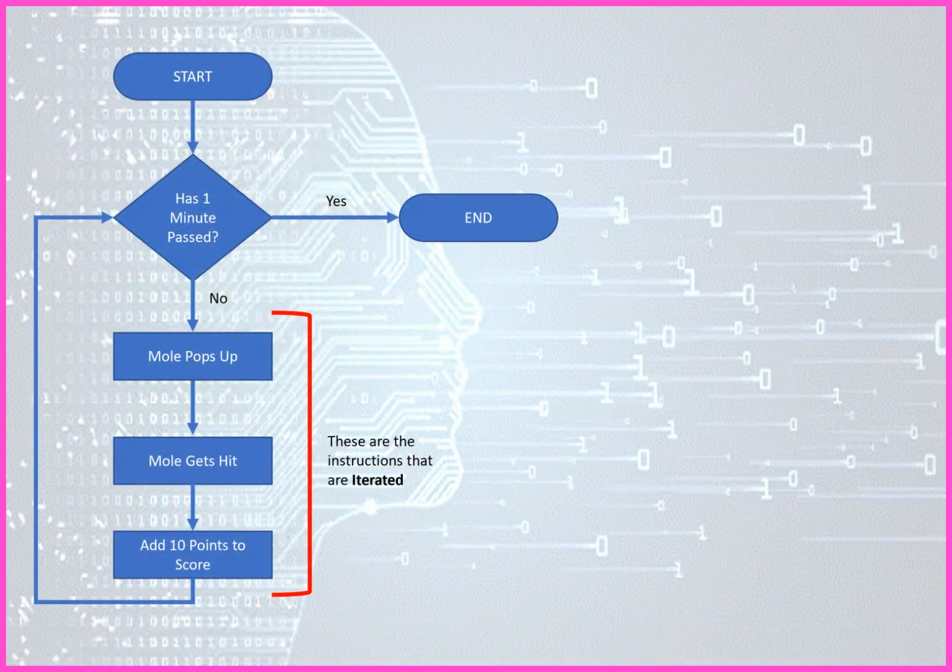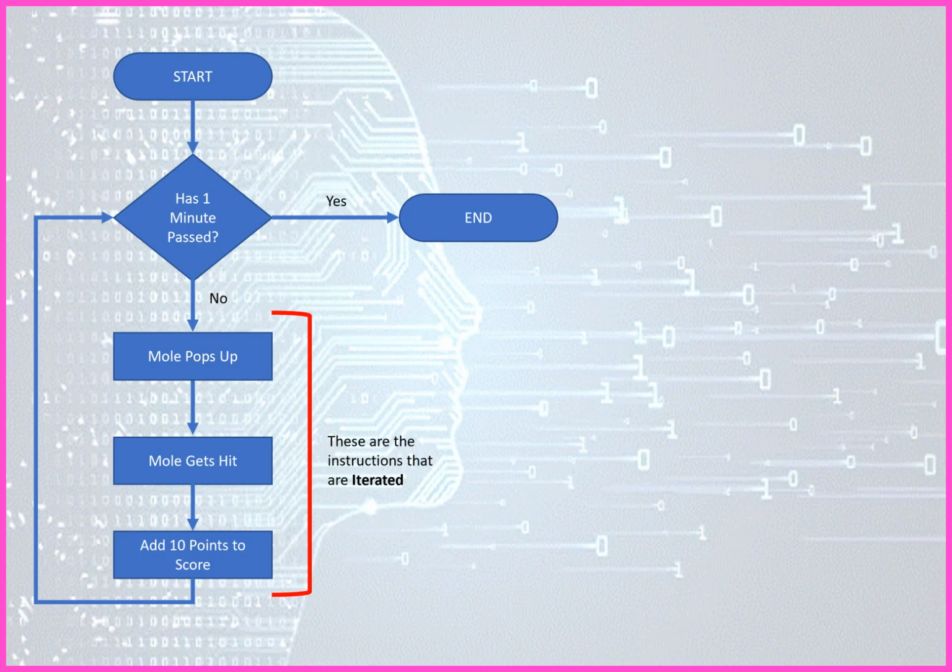Now we could show the iteration in our whack-a-mole game as a flowchart like this one. The iteration bit, the repeating part of the code, is where there's a diamond, has 1 minute passed. That's in effect a timer on this game. And the following instructions then will just keep repeating until 1 minute has passed in the game. A mole pops up, a mole gets hit, we add 10 points to our score. It goes back to the start of the iteration.